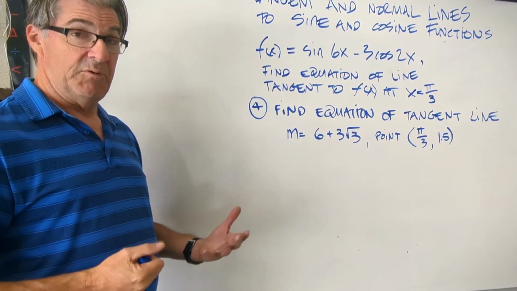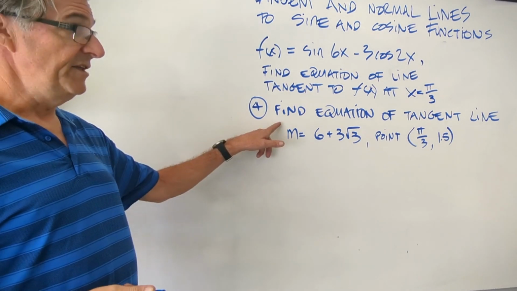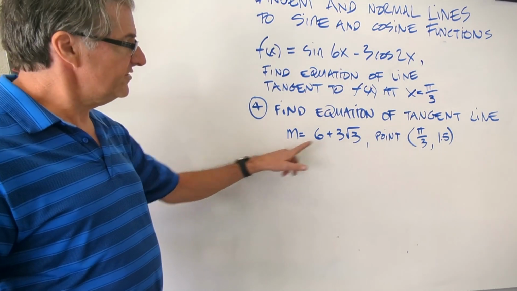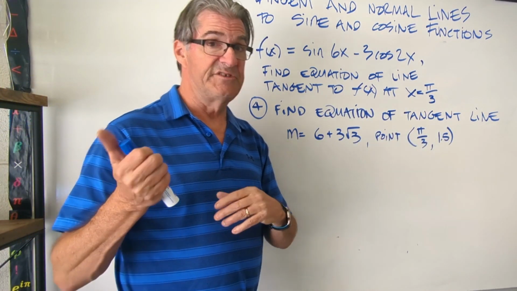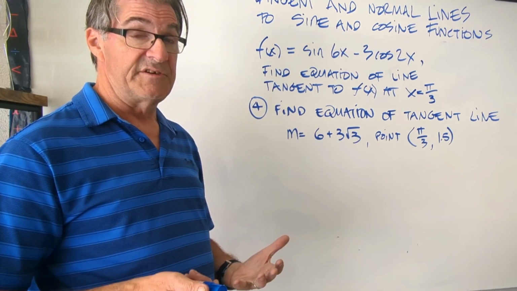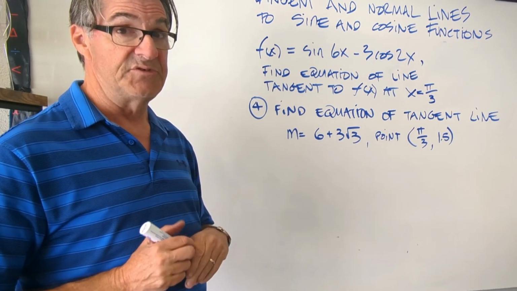All right, here we are at the final prompt for finding the equation of the tangent line. Find the equation of the tangent line. There's your prompt. Now here's the information that you need. You have the slope and you have a point. Now, all the way back in linear equations, you know that if you have a point and a slope, you can figure out the equation of the line. So I'll give you one hint, and then I want you to go ahead and do that.